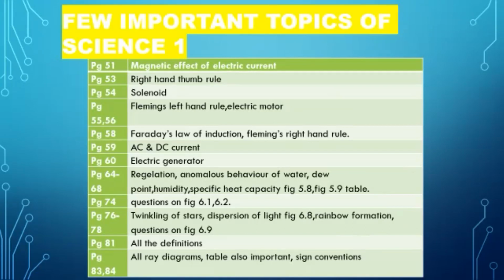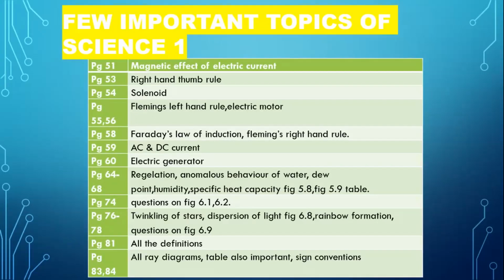Page number 60, electric generator. Page numbers 64 to 68, regulation, anomalous behavior of water, dew point, humidity, specific heat capacity, figure 5.8, figure 5.9, table. Then page number 74, questions on figure 6.1 and 6.2.